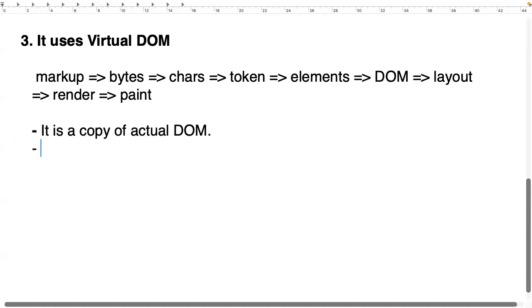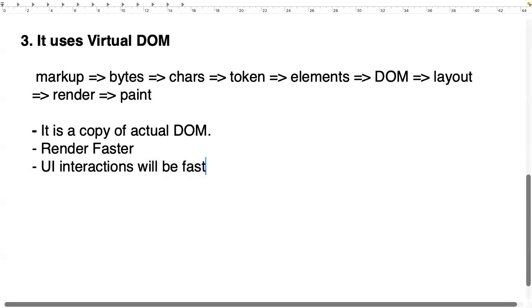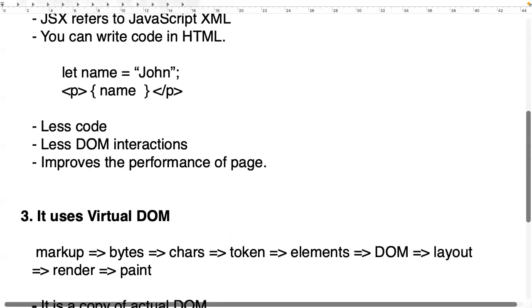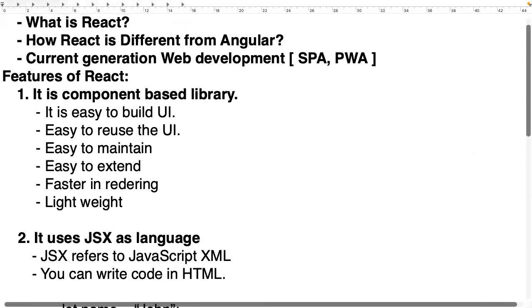So what is the advantage of having virtual DOM? That means it renders faster, but actually in the background it is still updating. That means UI interactions will be fast, but still the work is going on. This is one key feature of React. I hope you understood all 3 points.